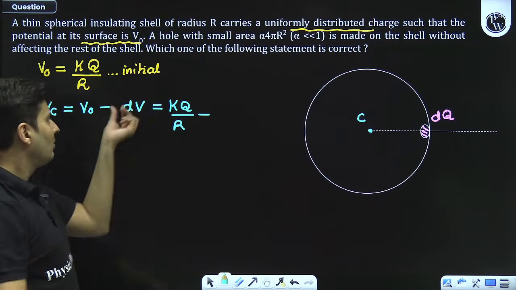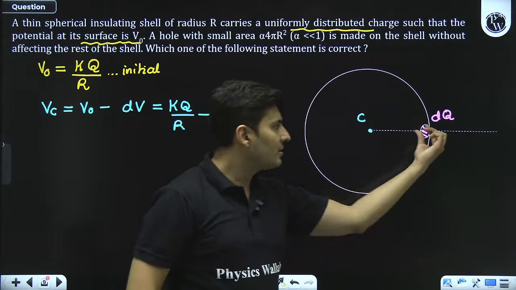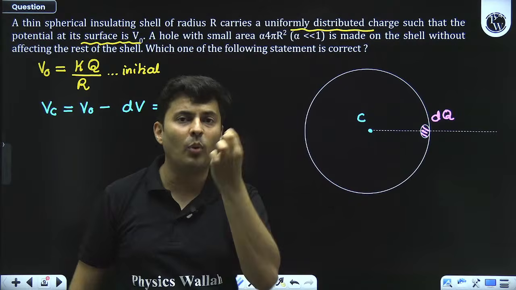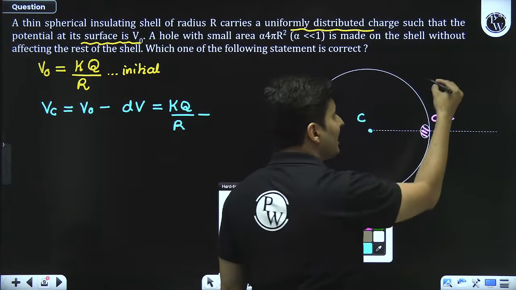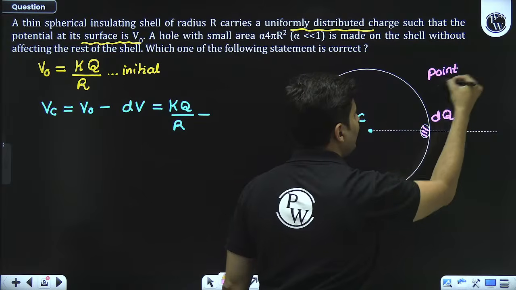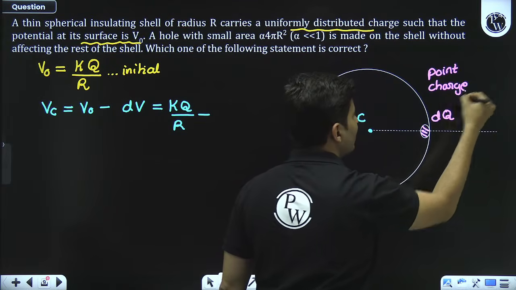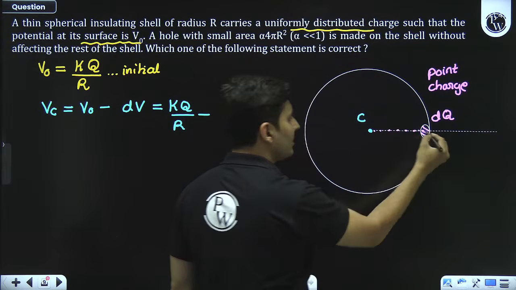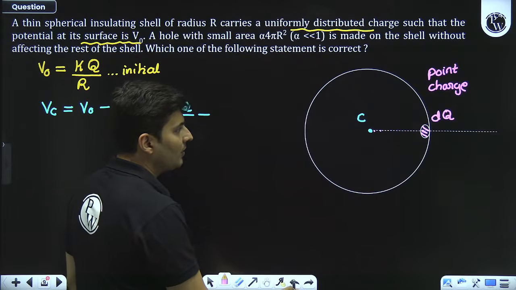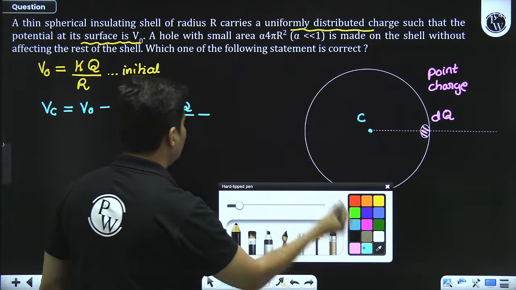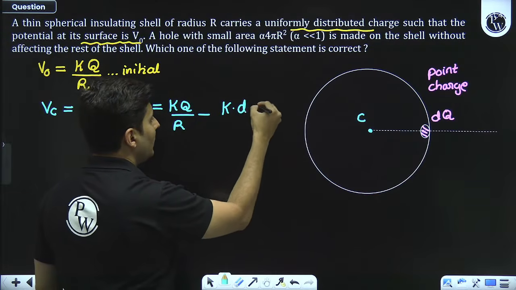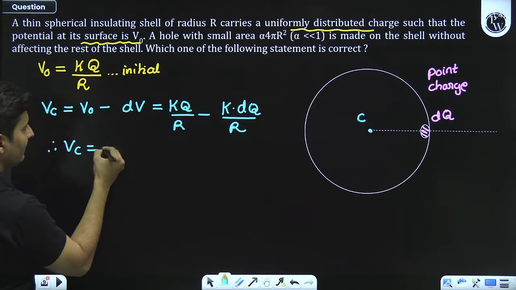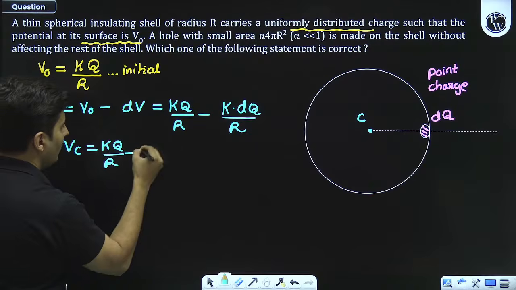How much is this potential dV? Guys, this charge which you have taken out, yes, it is slightly spherical, but because it is so small, it looks like a point charge. So the next idea is that this dq is going to behave like a point charge because it is very small. And from the point charge, you are at a distance of r. So that would be k into dq divided by r. Therefore, this Vc will be kq by r minus k dq by r.